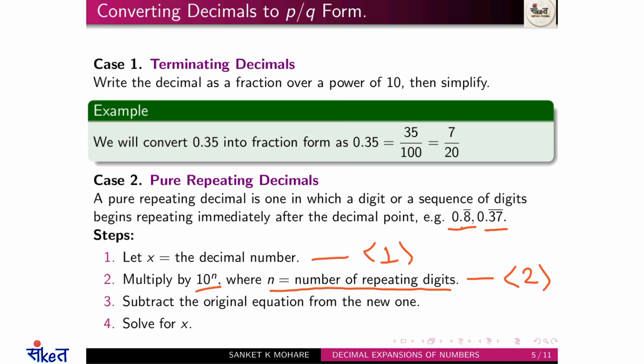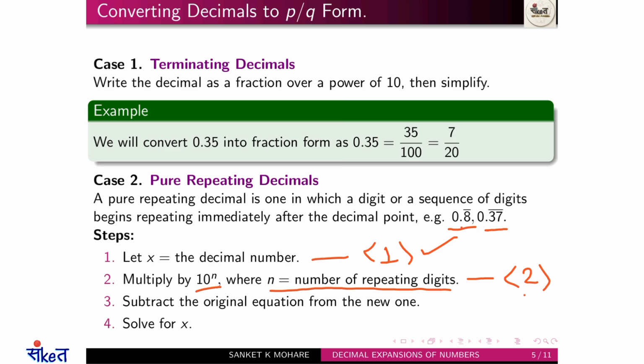So in the first step we assume the given decimal number as x. Then we have to observe how many digits are repeating. If the number of digits repeating is, say, n, then we have to multiply equation 1 obtained in step 1 by 10 raised to n on both sides. Then we'll get another equation in step 2. We call this equation 2. Now step 3, subtract the original equation from the new one. We have to subtract equation 1 from equation 2, and in the last step we have to solve the obtained equation in step 3 for the value of x, which gives a rational number in the form of p by q.